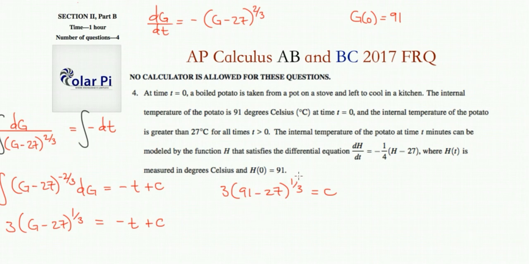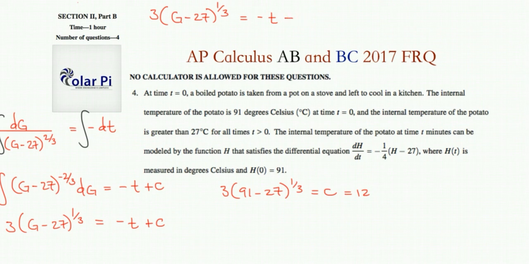Okay, and remember, 1/3 power means cube root, and 91 minus 27 is 64. So this is saying the cube root of 64, which is 4. So 3 times 4 is 12. So that's the value of c, yeah? Okay, cool. So now we have 3 times (g minus 27) to the 1/3 power is equal to negative t plus 12. Or better yet, on the right side, 12 minus t.